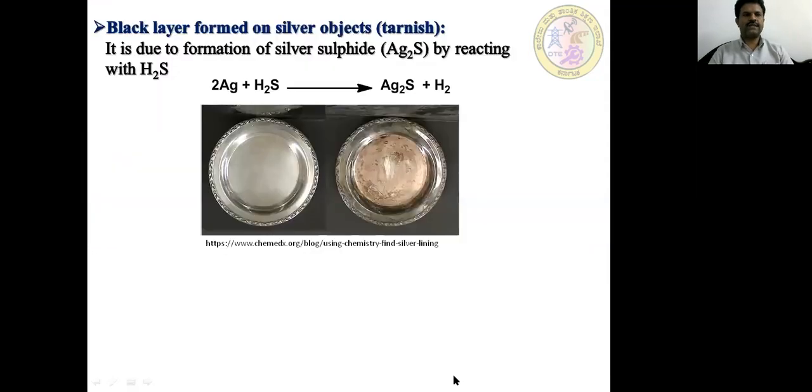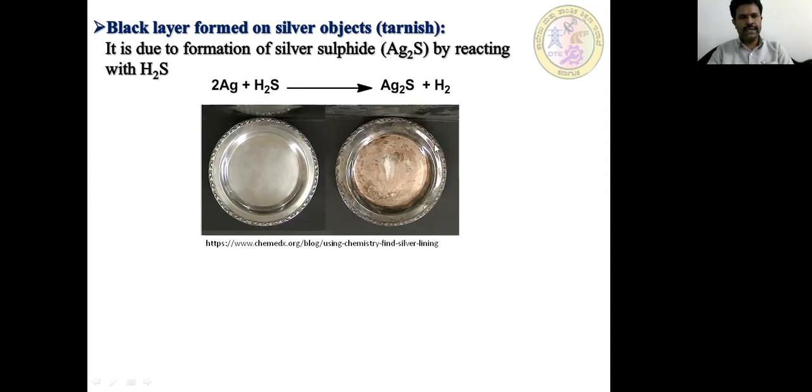Let's go through another example for corrosion. We noticed that if we expose silver metal to the atmosphere, after some time a black layer will form over the surface of the silver. That is due to the formation of silver sulfide, by reacting with gases like hydrogen sulfide.